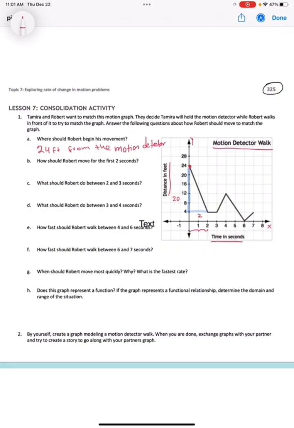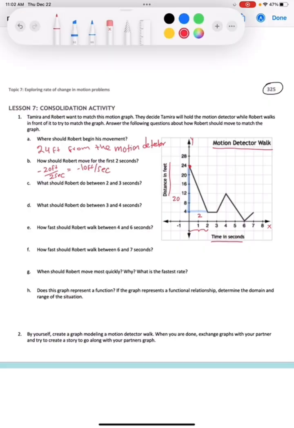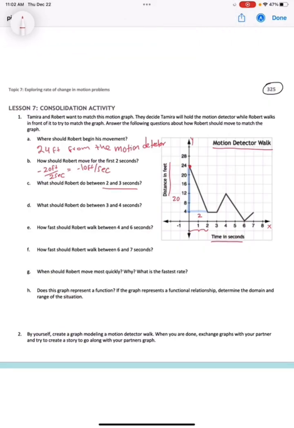So then the rate will be 20 feet every 2 seconds. But it went down, and then we simplify, so that would be negative 10 feet per second towards the motion detector. Our way would be the opposite way. Okay, so what's next? What should Robert do between 2 to 3 seconds? Nothing. Stop, right?